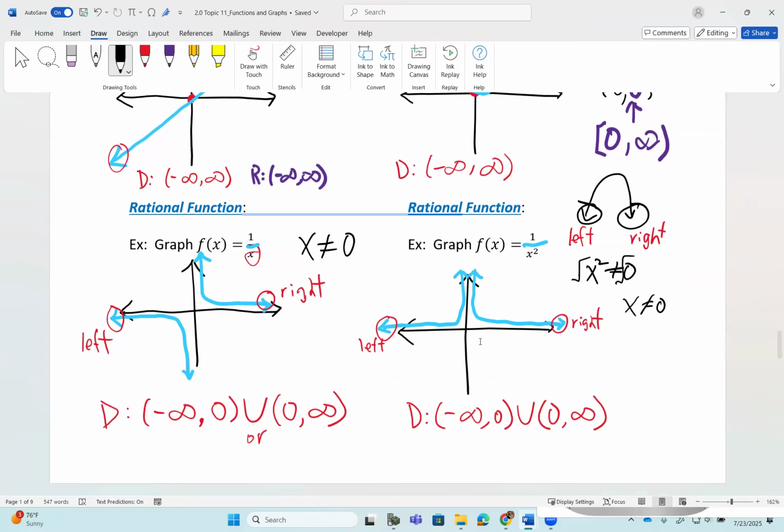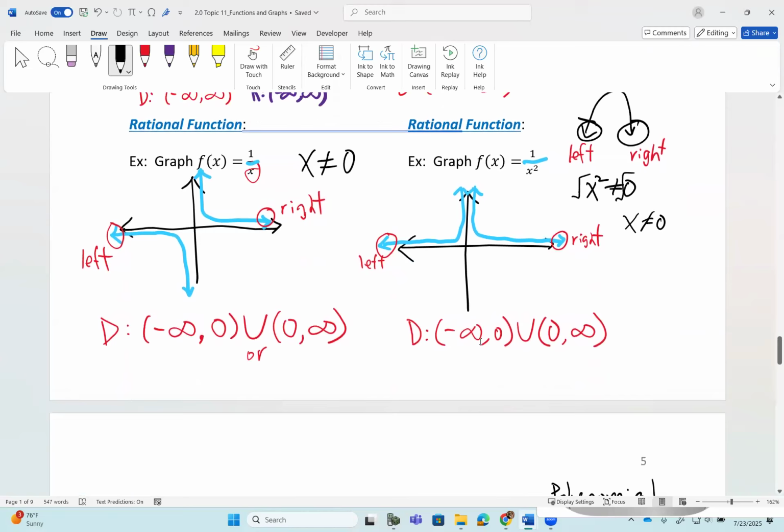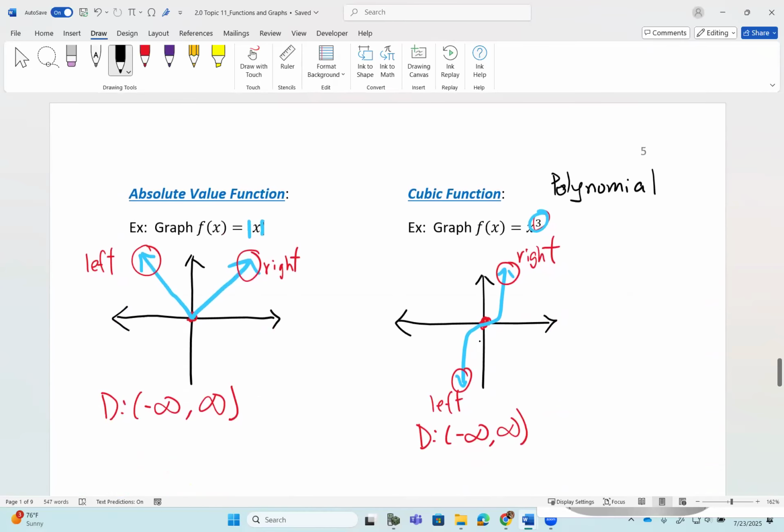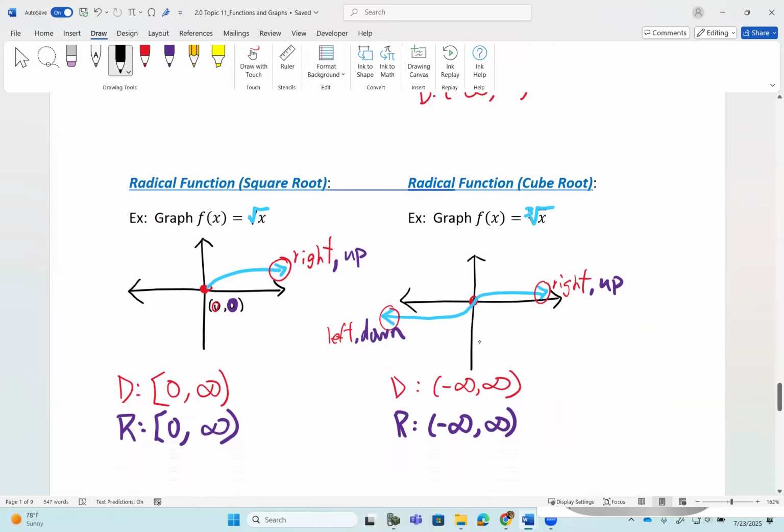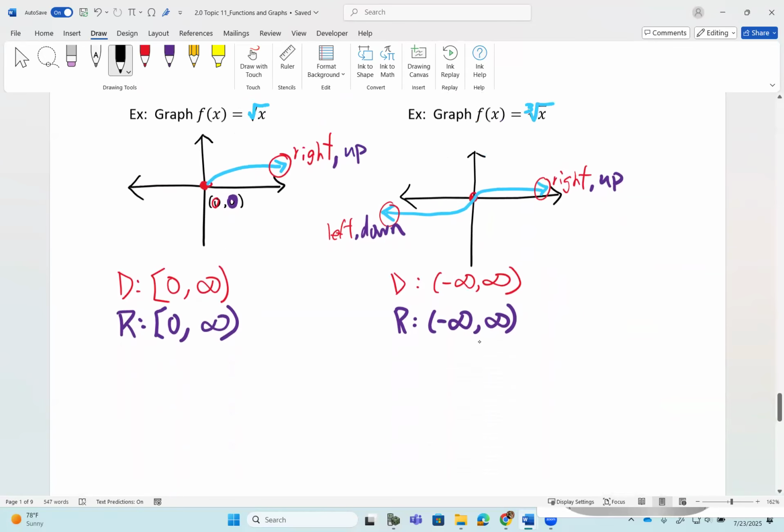A rational function involves fractions. An absolute value function has an absolute value symbol, which gives you a V. So when you see a V, or an absolute value sign, that's an absolute value function. For x to the third power, when the degree of the polynomial is the third power, that's a cubic function. Then you've got your two radical functions. A square root function graph looks like this. A cube root function graph looks like this.